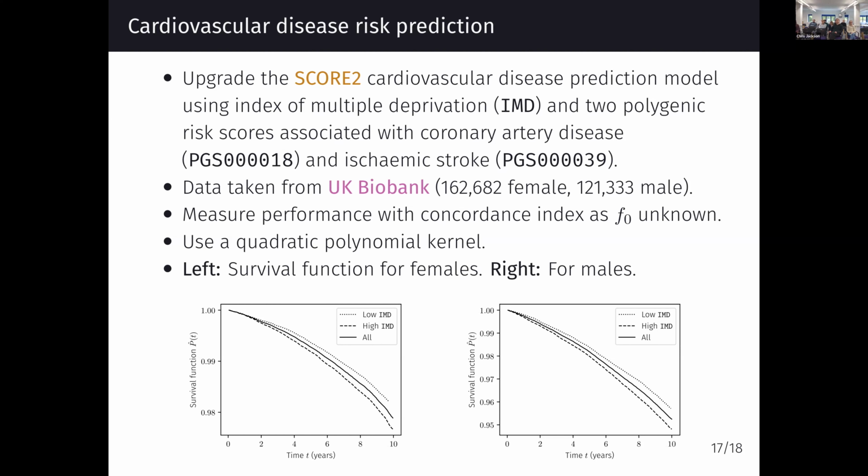This is just what the data set looks like. On the left, you have the survival function for females, and on the right for males. We're going to fit this separately on the two different populations, which is what SCORE2 originally did, just to keep the populations the same. As you can see, CVD incidence is about twice as high for males as it is for females.